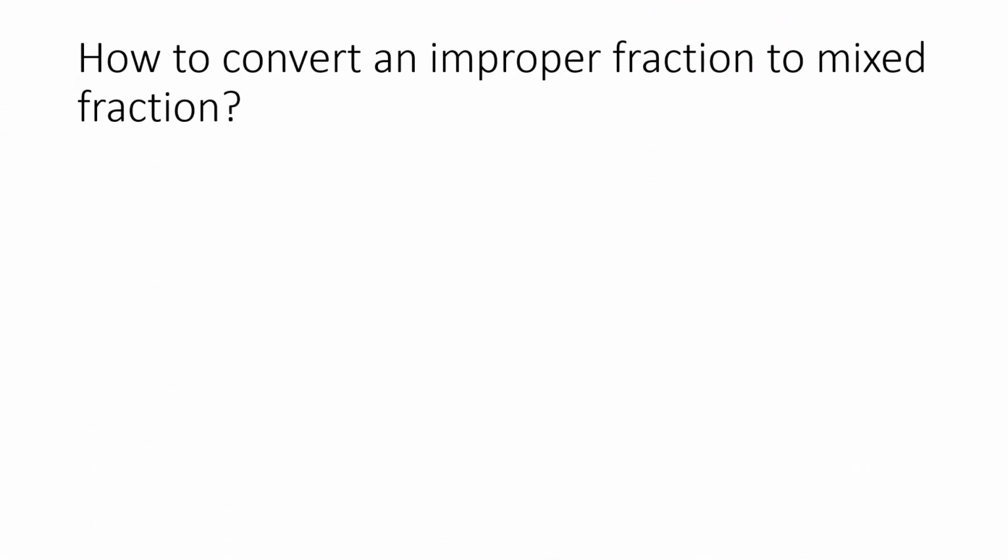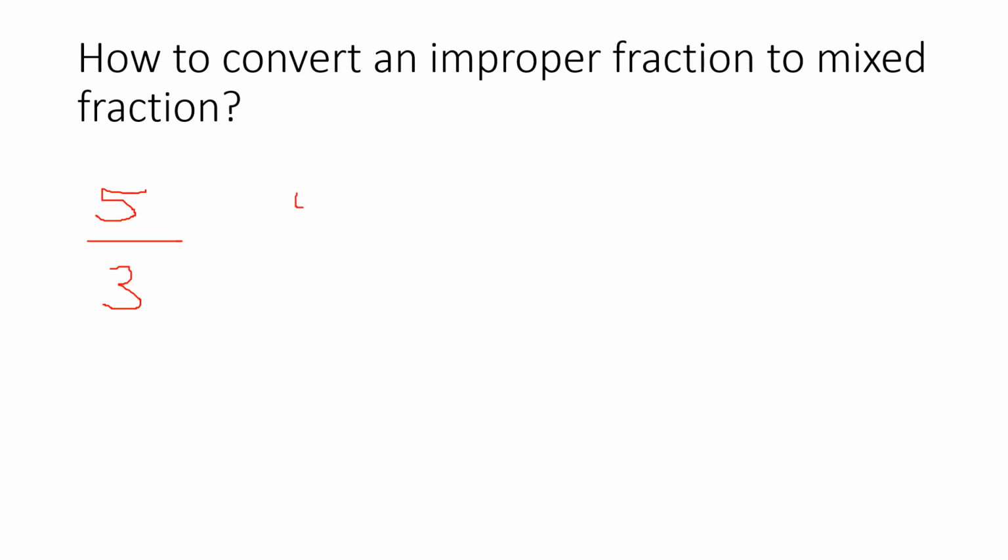Now let's see how to convert an improper fraction into a mixed fraction. Now that we know what an improper fraction is and what a mixed fraction is, let's see how to convert it. So let's take an example of an improper fraction, which is 5 by 3. Now let's see how to convert this into a mixed fraction.